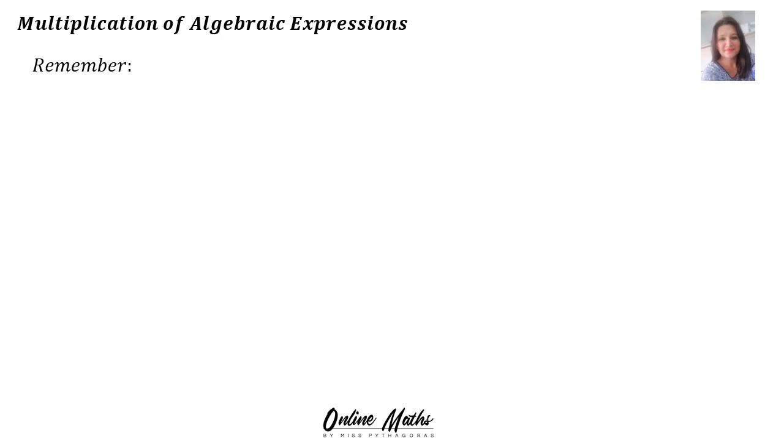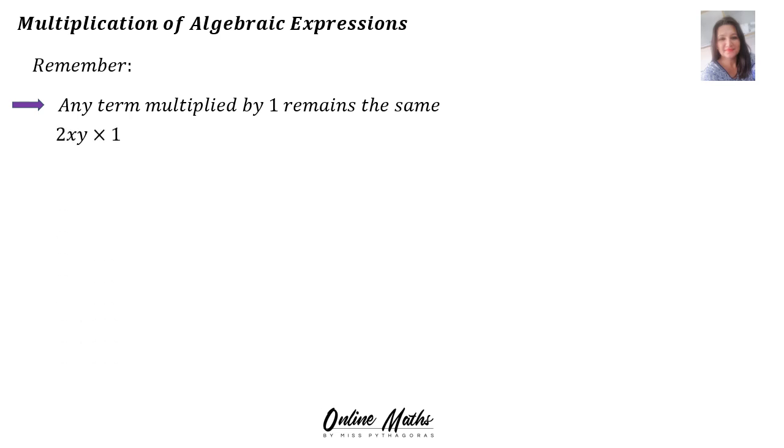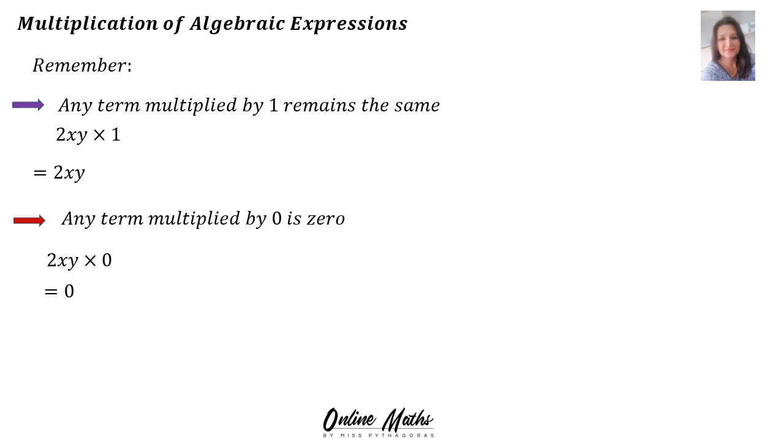Multiplication of algebraic expressions. Remember, any term multiplied by 1 remains the same. So if I give you 2xy times 1, the answer is 2xy. Any term multiplied by 0 is 0. When I give you 2xy times 0, the answer is 0.